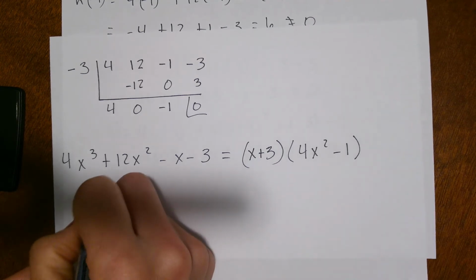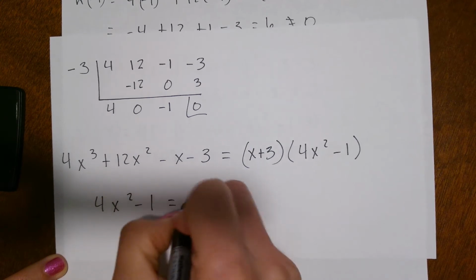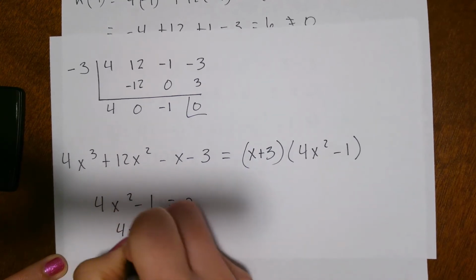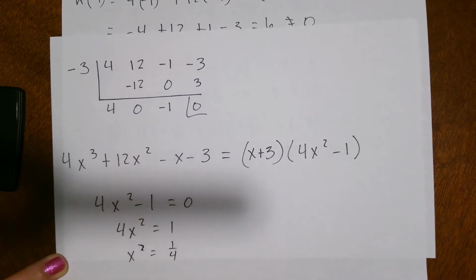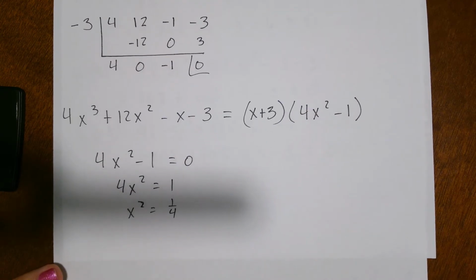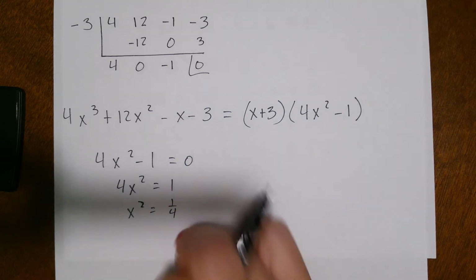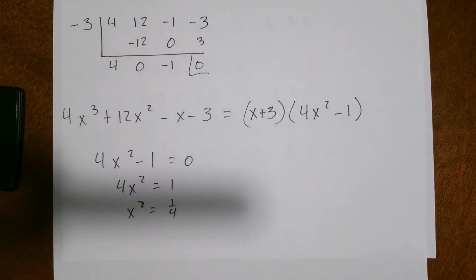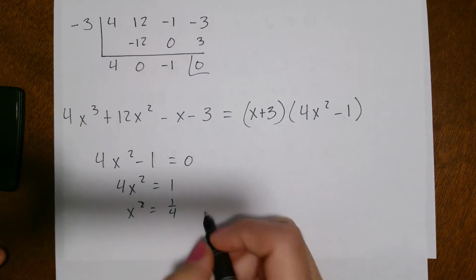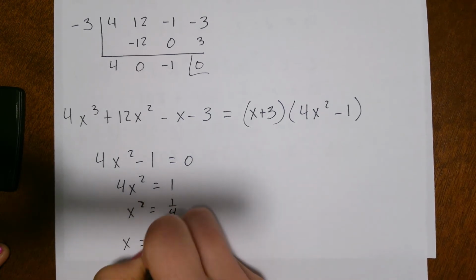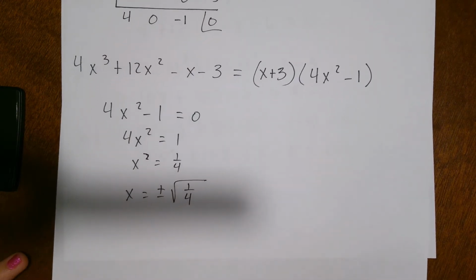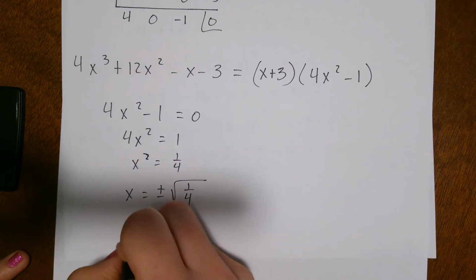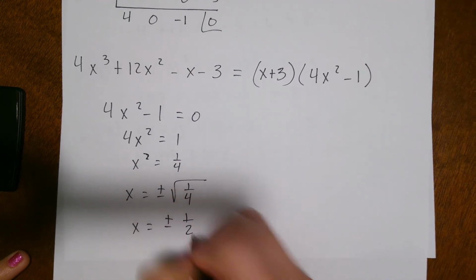I'm going to solve 4x squared minus 1 equals 0, add 1, divide by 4, and now I can take the square root. Remember our properties of roots or radicals, we can separate. If I have division, I can separate the two radicals and take the square root separately. So square root of both sides is going to give me plus or minus the square root of 1/4. The square root of 1 is 1, and the square root of 4 is 2. So this actually simplifies to plus or minus 1/2.